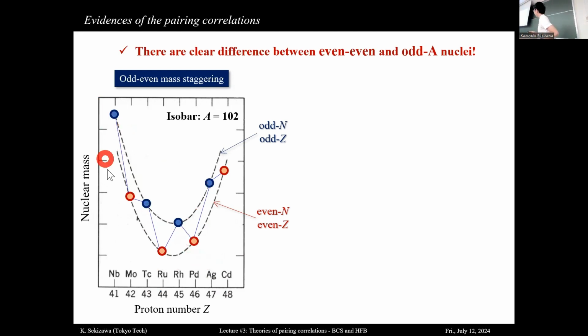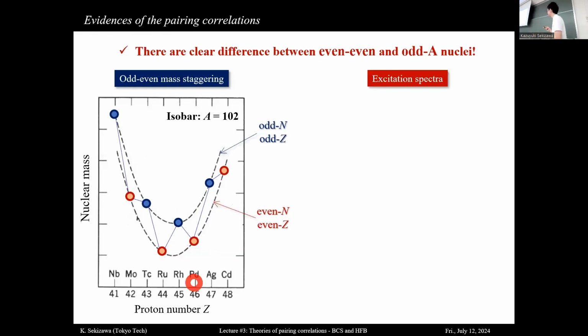If you compare these two parabolas, you can see some staggering behavior. In other words, even nuclei show systematically lower masses as compared to odd mass nuclei. This is also related to the pairing correlation. For even nuclei, all the particles can form a pair and gain energy due to pairing correlations. So it enhances the binding energy, and nuclear masses are reduced.